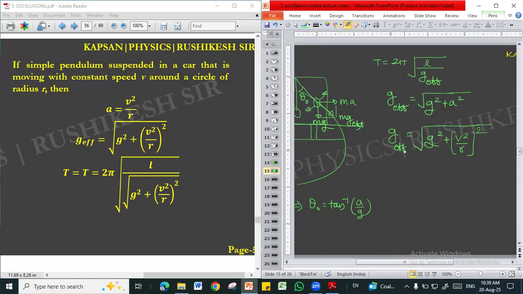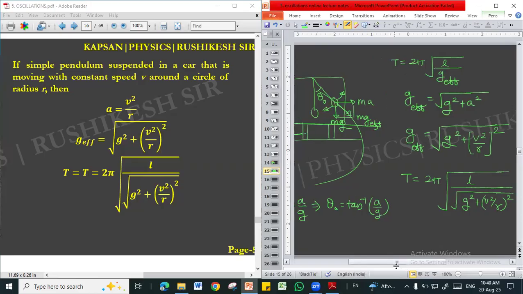So finally, how will you write the time period of a pendulum inside a car performing circular motion? It will be 2 pi into root of L upon G effective. Now be very careful. In the G effective also you have one more square root. That will be under root G square plus A square. A is V square by R, and again you have to square that A. So don't forget this square, because many times we forget this square, and many times we forget this root. So this is the time period of a pendulum oscillating inside the car performing circular motion.